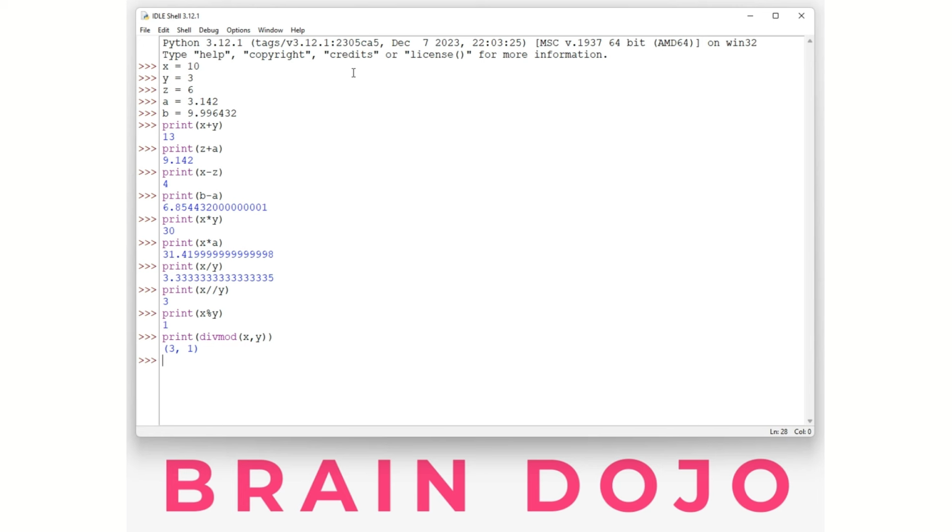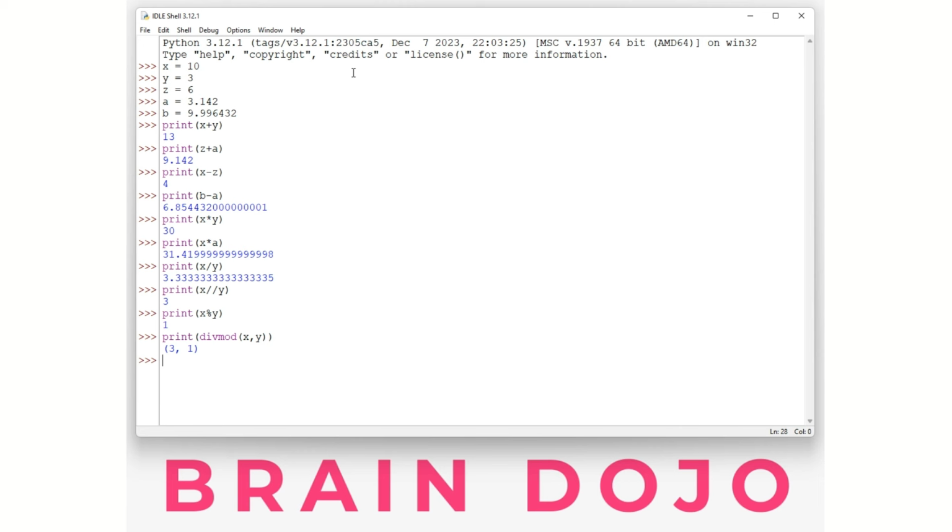So instead of doing them separately, if you want your result in one line, this is what you do. You use a built-in function called divmod, which basically combines the division and the modulus. So the floor and the modulus, you're doing them in one line.